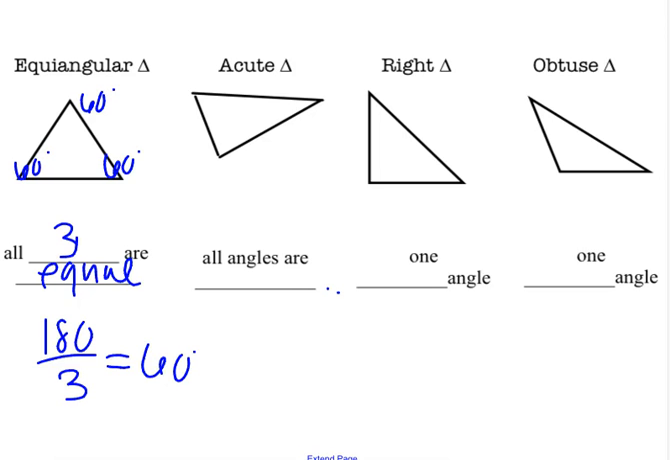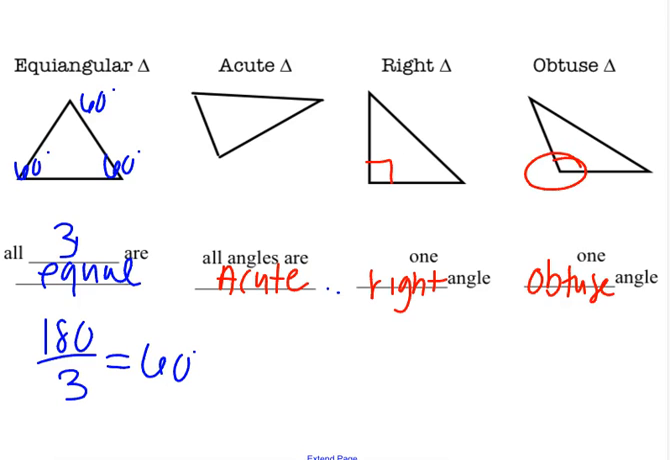Okay, an acute triangle is where all angles are acute. A right triangle is where there is one right angle. Remember, we denote that with a little box in the corner. And an obtuse triangle is where there is one obtuse angle in your triangle. So right there, for example.